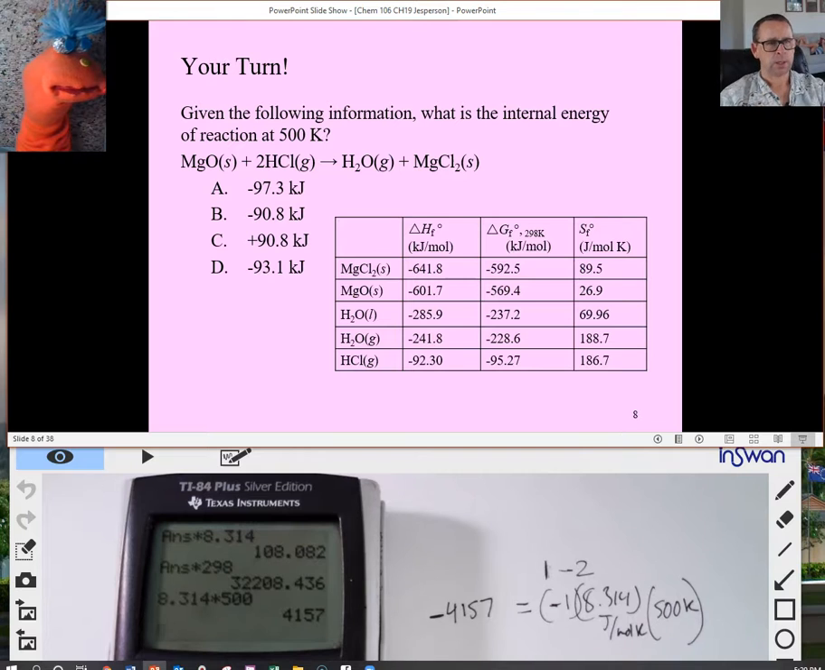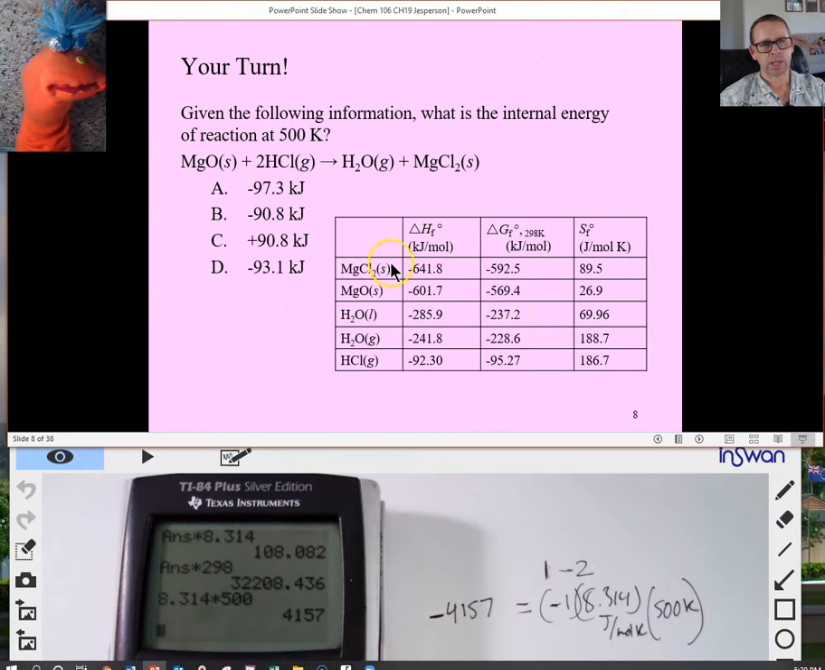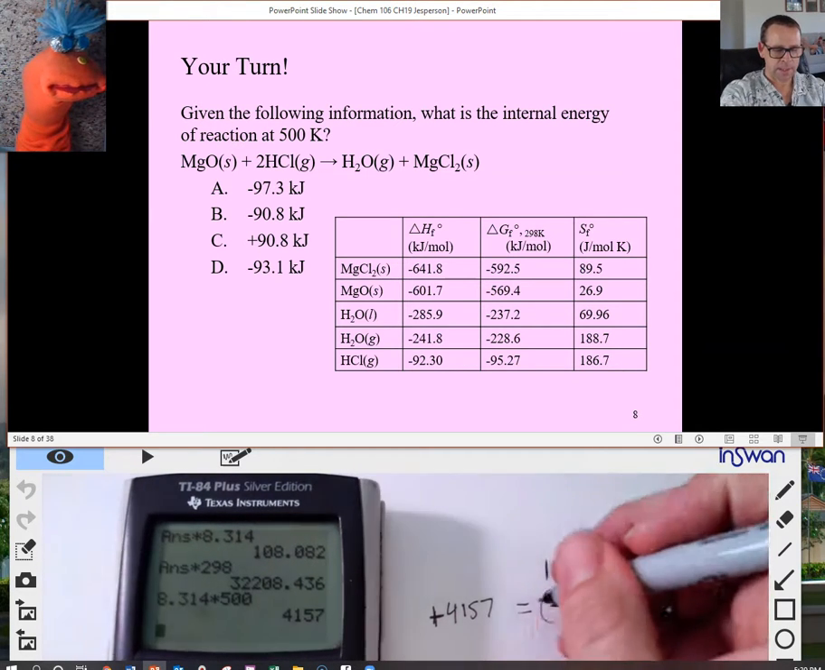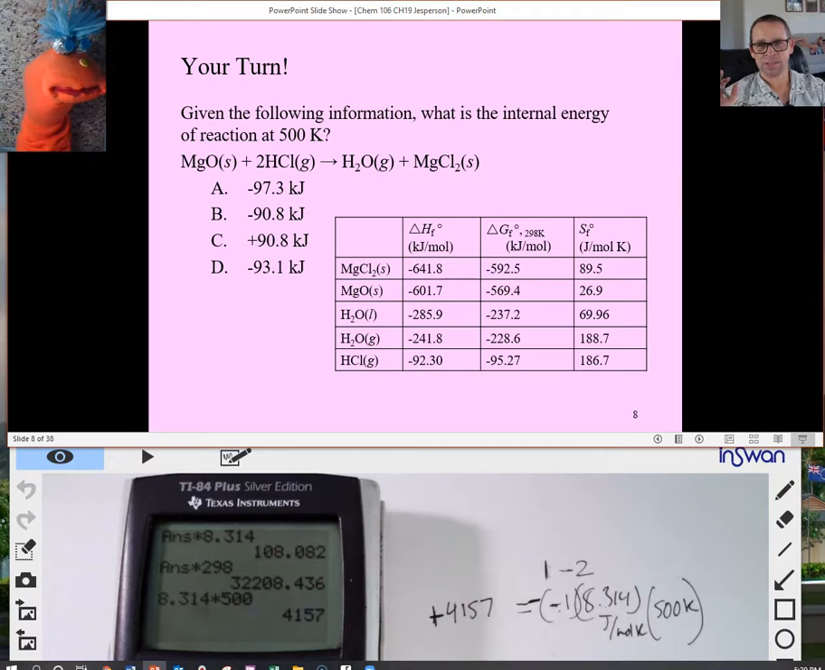No. Sorry. We didn't emphasize this enough back here. We have to go back to this before. That negative sign, the definition of the work is negative delta n RT. We throw that negative sign in there because we want it to be consistent with our heat. So it's negative delta n RT. And we throw that negative sign in there because we want the signage to be consistent between the heat and the work.